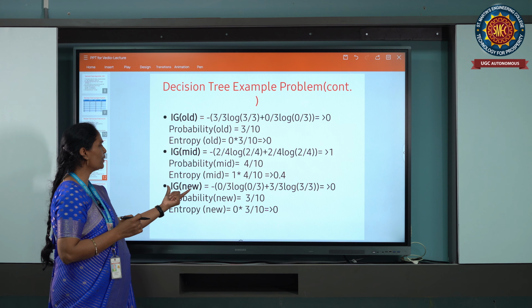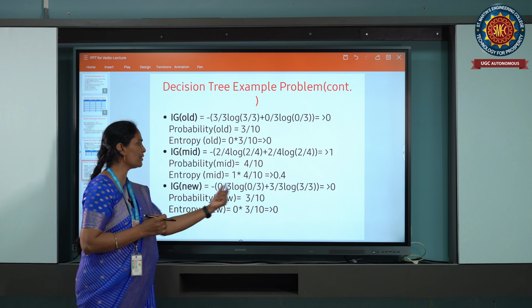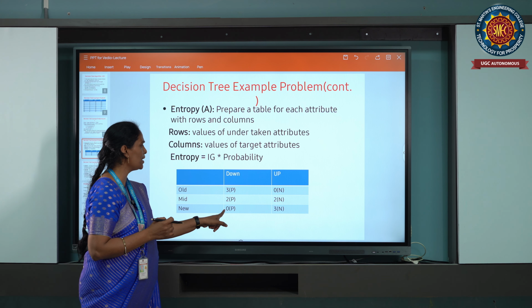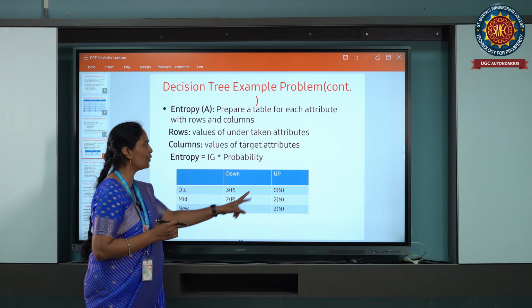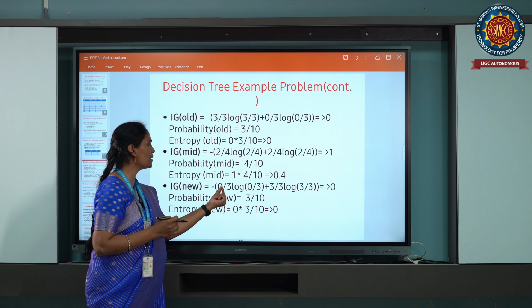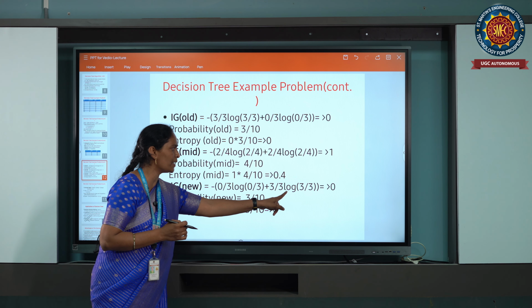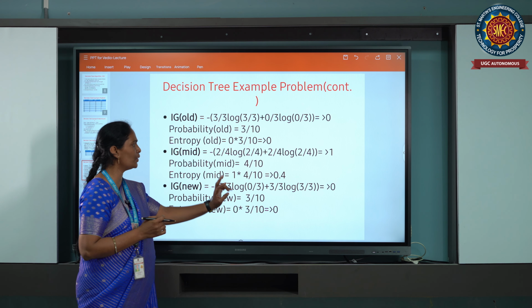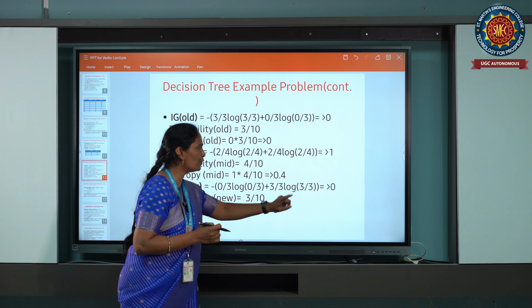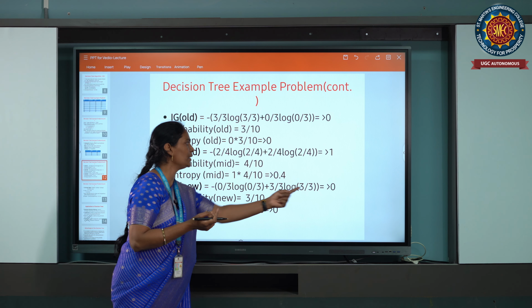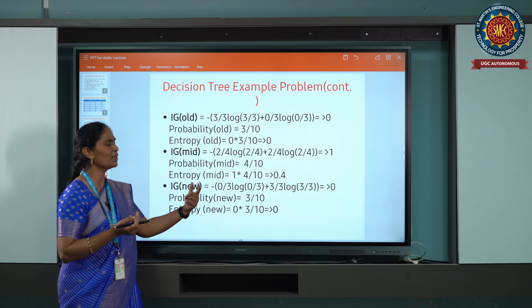Then information gain for new, same as before, we calculate according to the data set. So here the down count is 0 and the up count is 3. Based on that we can see the information gain for new. So 0 by 3 log 0 by 3 plus 3 by 3 log 3 by 3. So there you will get 0. Log 0 means 0 only, and here 3 by 3 is 1. Log 1 means you will get 0 there. So totally the information gain for new is 0.